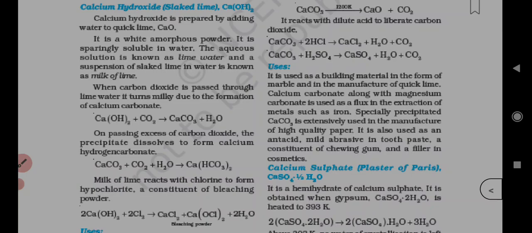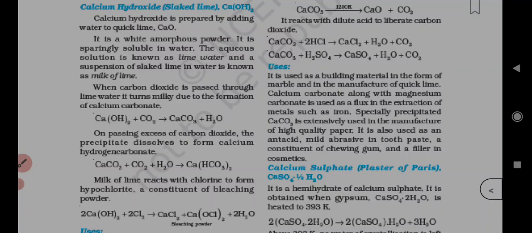So if you heat above 393 Kelvin, no water of crystallization is left, and anhydrous calcium sulfate, CaSO4, is formed, which is known as dead burnt plaster. It has a remarkable property of setting with water. On mixing with an adequate quantity of water, it forms a plastic mass that gets into a hard solid in 5 to 15 minutes. Now let's talk about uses.